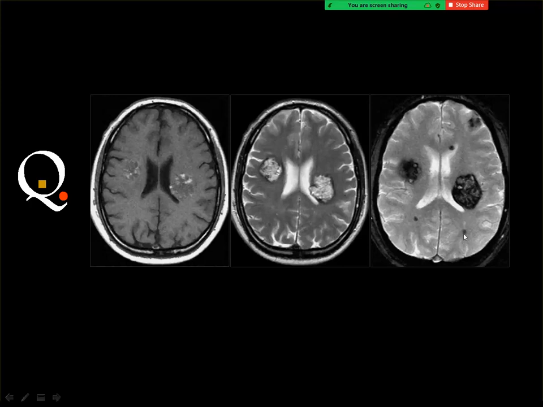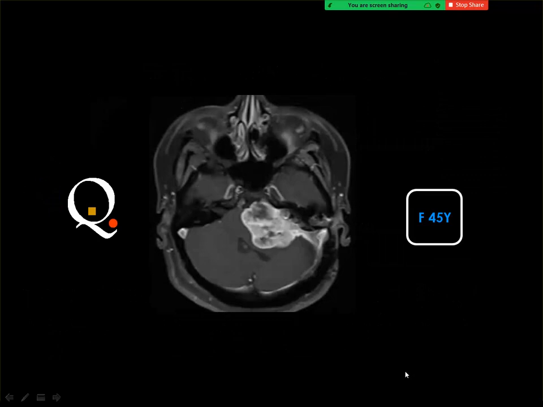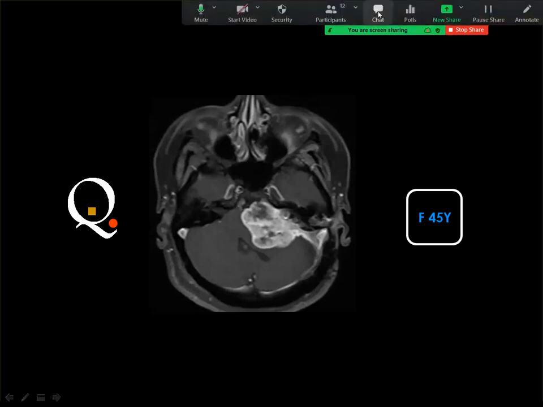And this is a good example where you can see a lesion here, another one here, another one here, and also this lesion, which is also not seen in the other images. These are multiple cavernomas, and you know that the multiplicity of cavernomas is very common in familial cases. This is a female patient, 45 years old, with a mass in the posterior fossa, and this mass is heterogeneously enhancing.